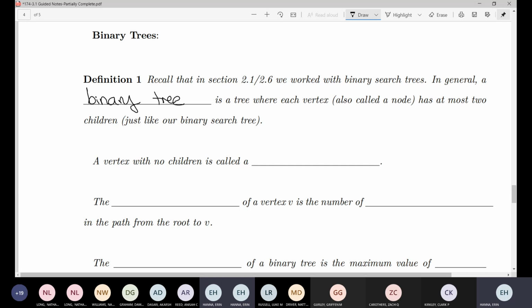So a vertex with no children, I kind of said this earlier without having properly defined it, is a leaf. The things at the very bottom of the tree are called the leaves.